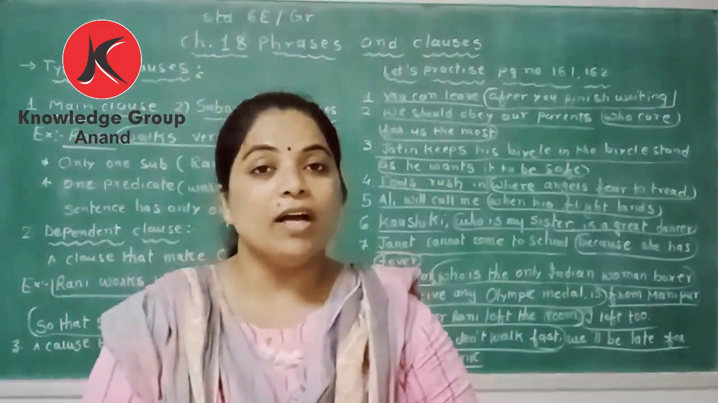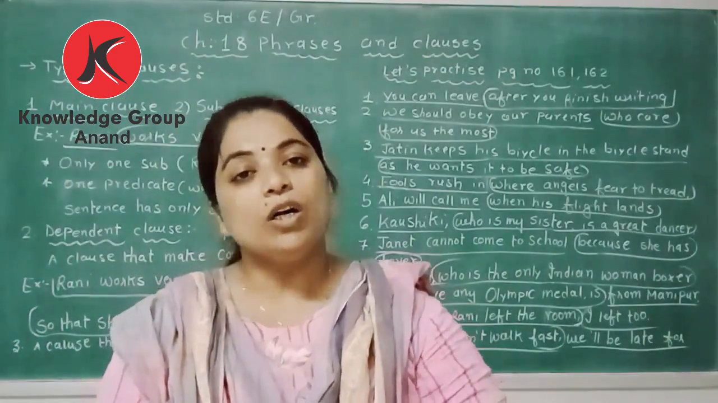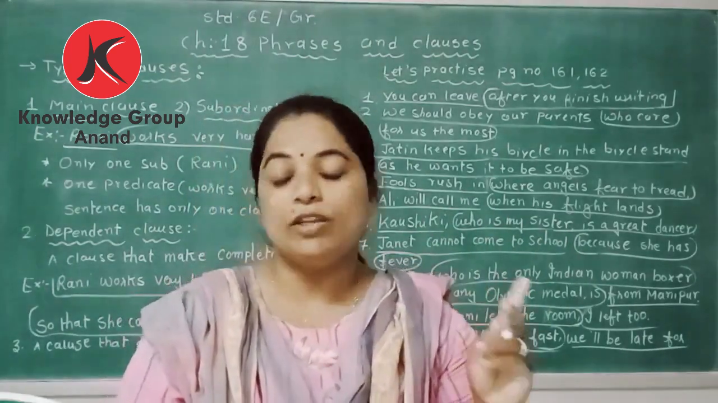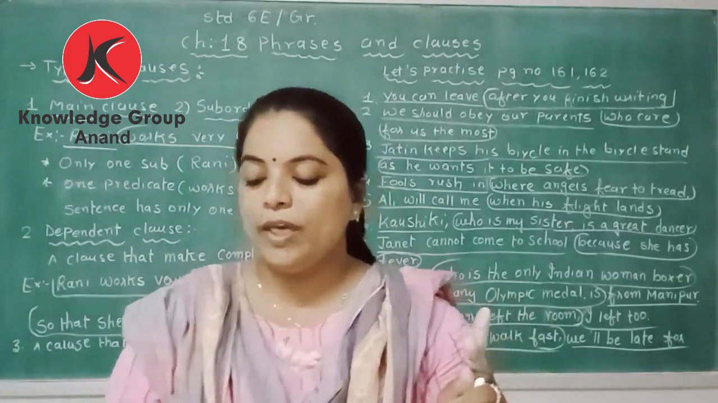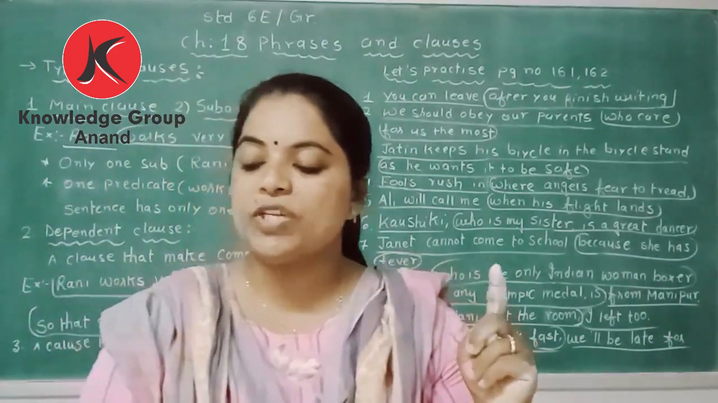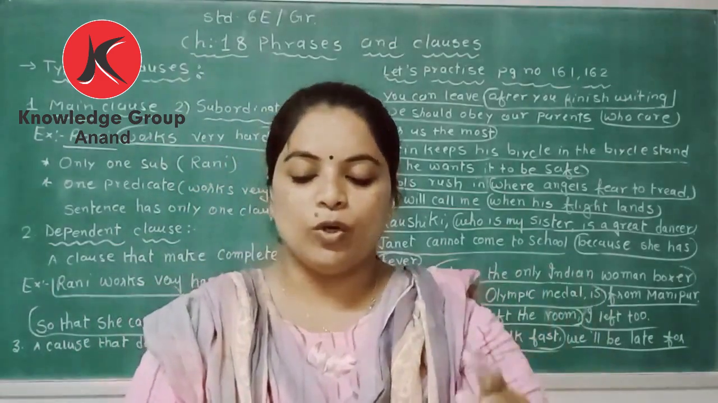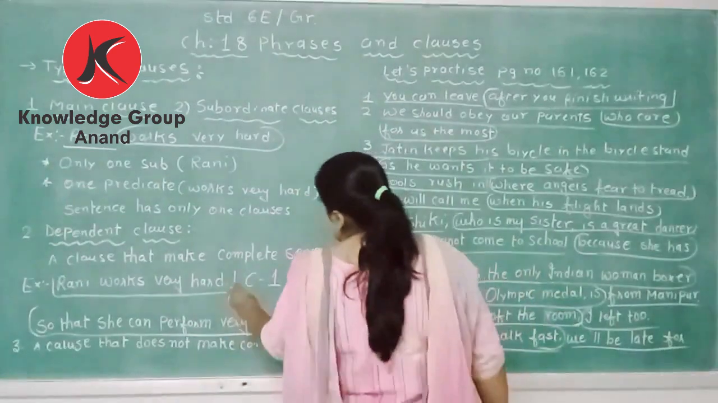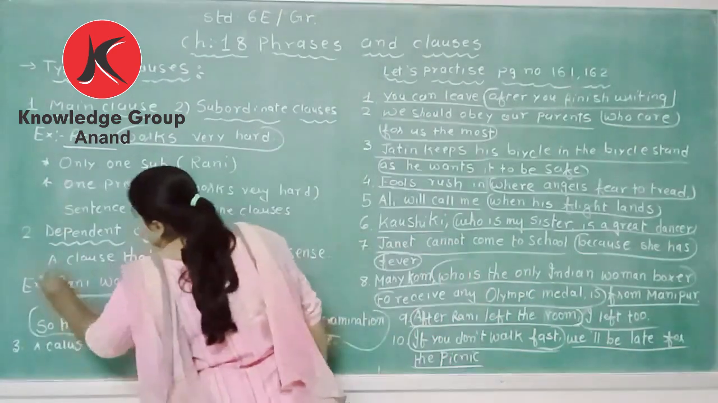So we saw in the table, a sentence can have more than one clause. The first clause gives the complete information and may be used on its own, therefore it is the main clause in the sentence. So this is the main clause in a sentence.